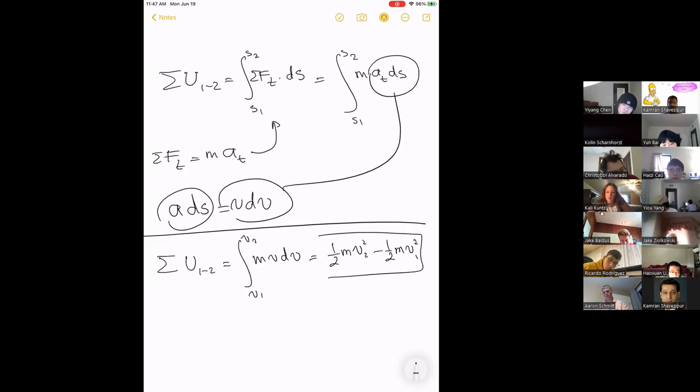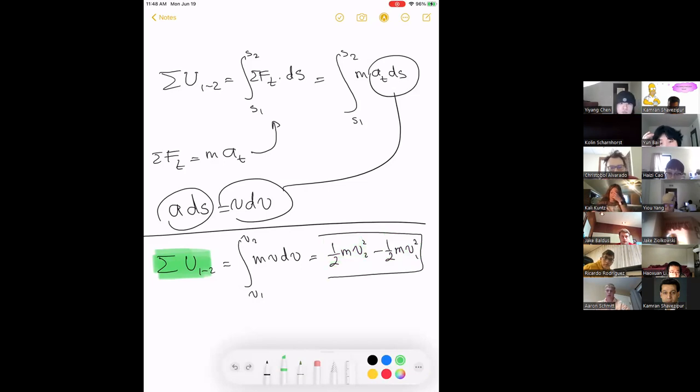So the work done by external forces is equal to the change of this parameter, half m v squared. Do you remember what we called that guy? Half m v squared? What do we call this guy? Potential energy? It is not potential energy. It's its twin brother. Kinetic. Kinetic energy. Yeah.